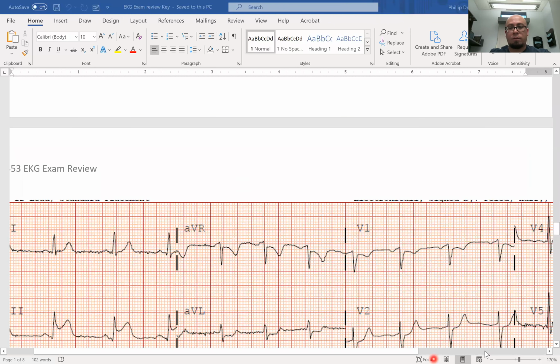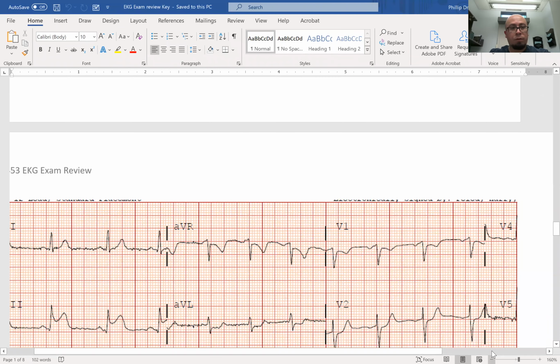And now let's look at some of our 12-lead EKGs. Zoom out a little bit, that way we can see the whole thing, hopefully.